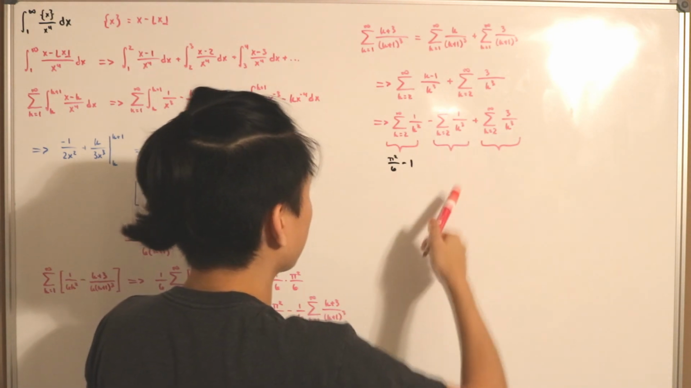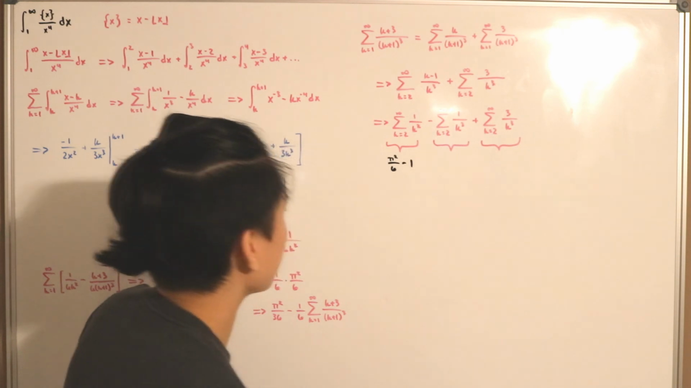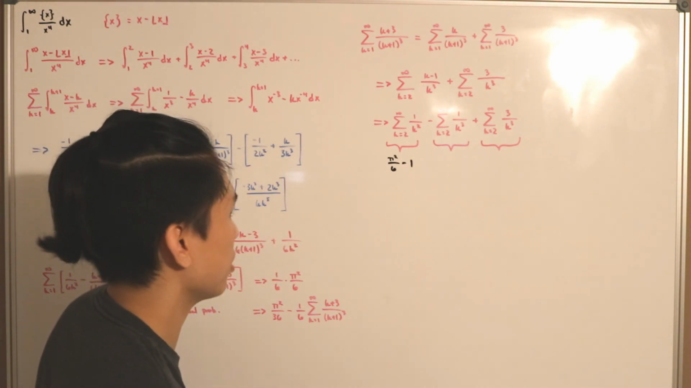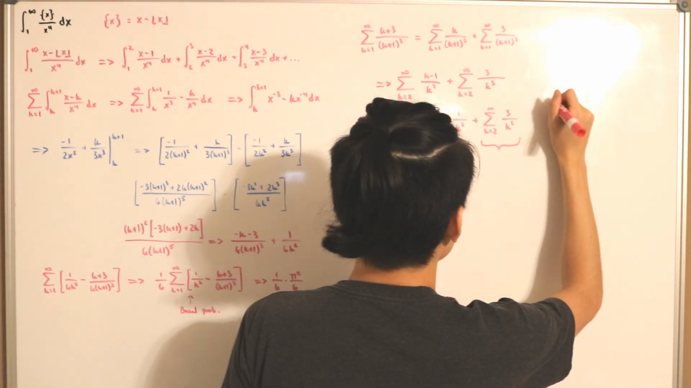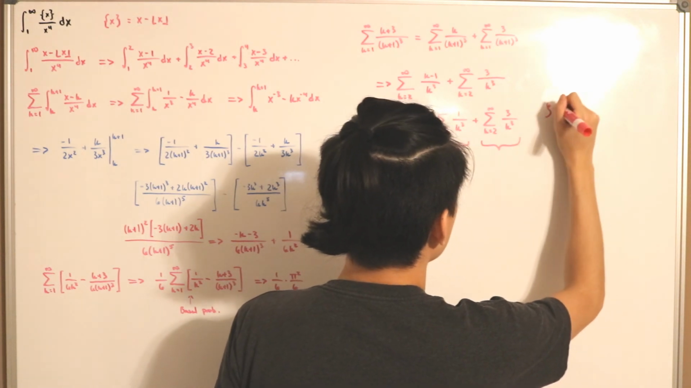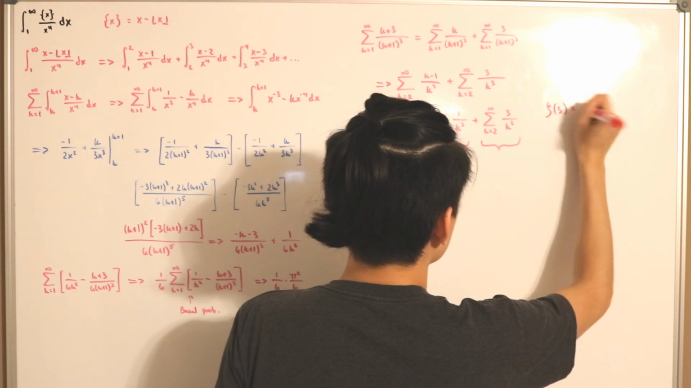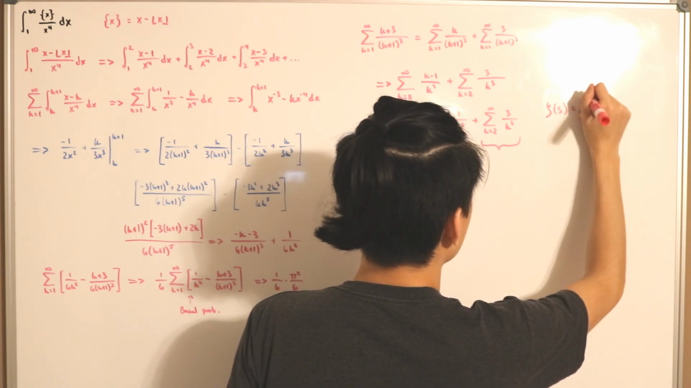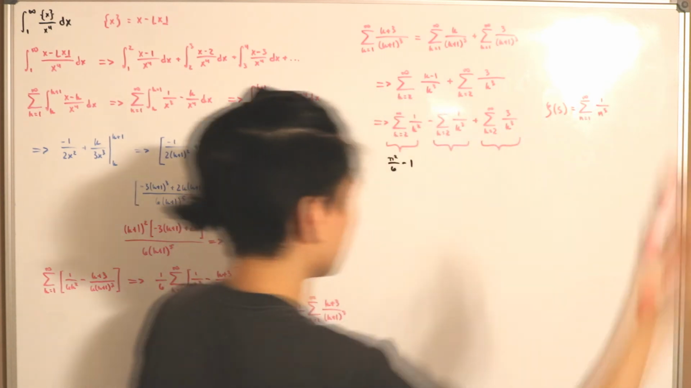Now we have to evaluate this series here, the summation from k equals 2 to infinity of 1 over k cubed. This series is actually very special. This formulation is known as the Riemann zeta function, and the function is defined as zeta of s, which is equal to the series from n equals 1 to infinity of 1 over n to the s.